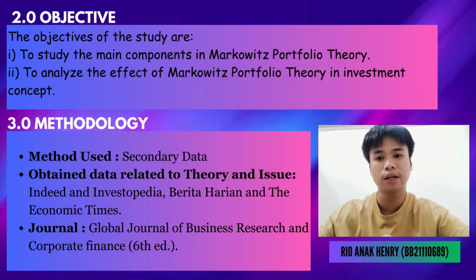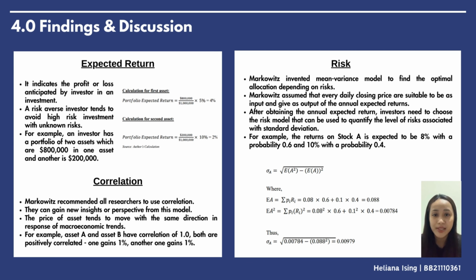In carrying out the study, the researcher obtained data related to the Markowitz portfolio theory to find out investors' ideas about the theories used in the investment concept. Researchers also obtained information about the Markowitz portfolio through newspapers such as Berita Harian and the Economic Times. In addition, some data was obtained through journals such as the Global Journal of Business, Research and Corporate Finance, 6 editions. There are 6 main factors available for this theory, which are expected return, risk, correlation, efficient frontier, asset allocation, and risk-return trade-off.